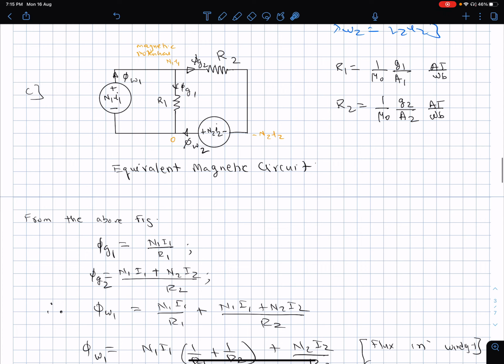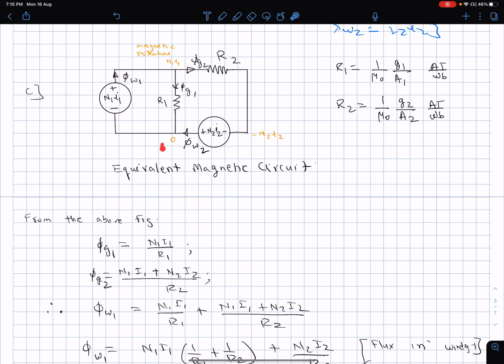The reluctances I have already calculated and written here. So now if you want to calculate phi G1, what am I going to do? I am just going to look across this loop, and the rise in MMF is N1I1, which divided by reluctance R1 will give me phi G1. If I have to calculate phi G2, better I look into this outside loop. There are two MMFs acting, N1I1 and N2I2, both aiding each other. So the net rise in MMF is N1I1 plus N2I2, which is expended across this R2.